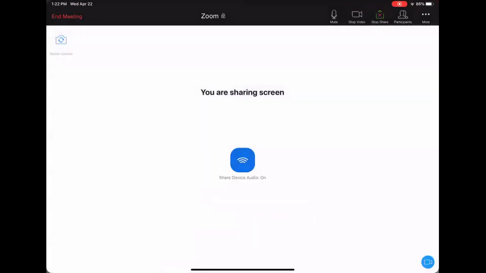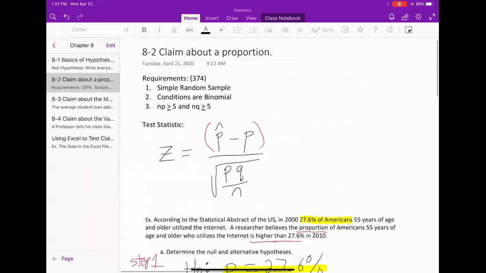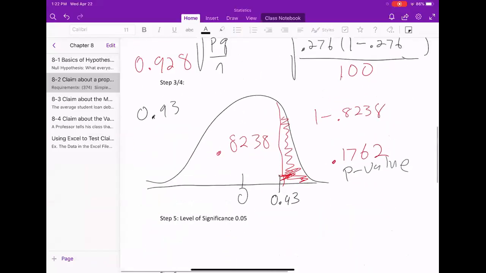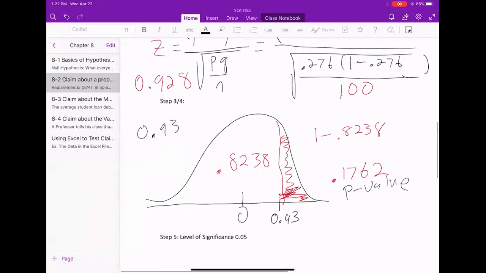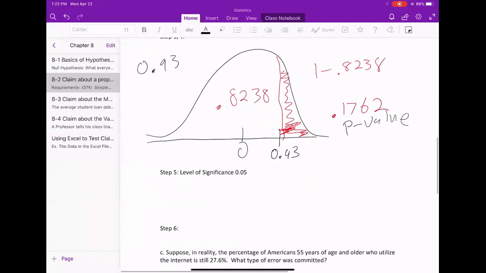Usually my comments pop up when I'm on the screen, but they're not today for some reason. So the final answer we want here is 0.1762. Okay. If you post in chat and someone's online, please respond, because usually it does pop up. I don't know why it's not today.